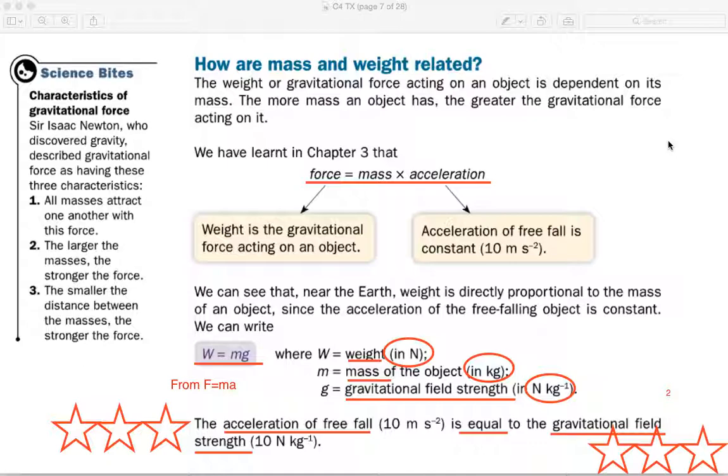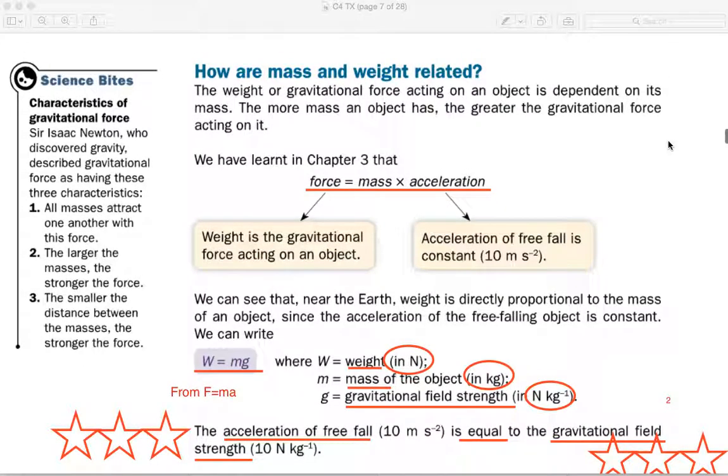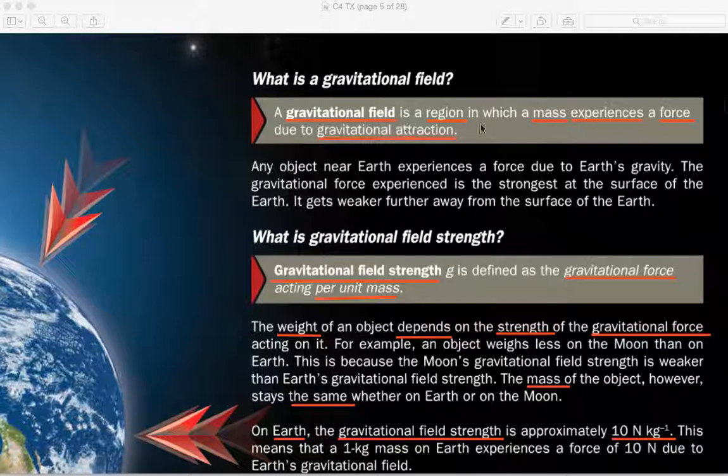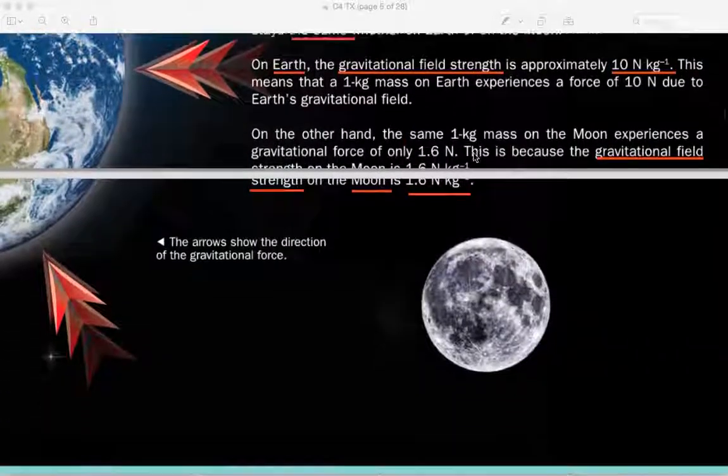Okay, hope you enjoyed the video on gravity and how we understand the meaning of a gravitational field as well as gravitational field strength. Just to recap, over here we are at page 71. A gravitational field is a region where mass experiences a force due to gravitational attraction. That force depends on two things: the size of the objects as well as the distance between the two objects.